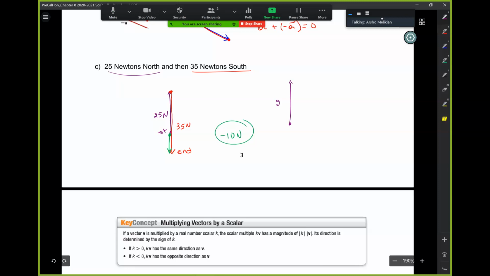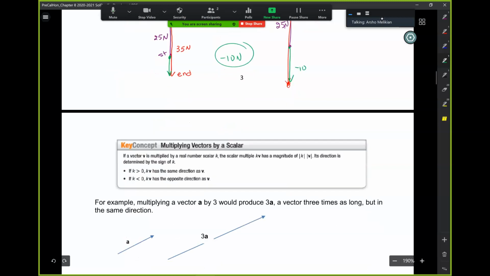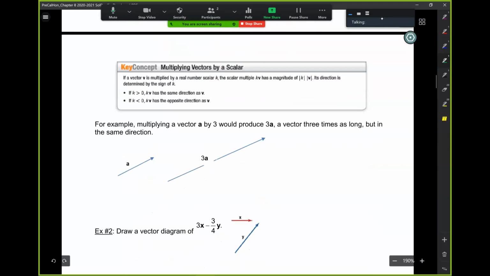Now again. Here's where we left off. From where I left off, I'm going to draw 35 newtons south. So now if I go from the very beginning to the very end, it's negative 10. That one clicked. That's a good one. Nice job.